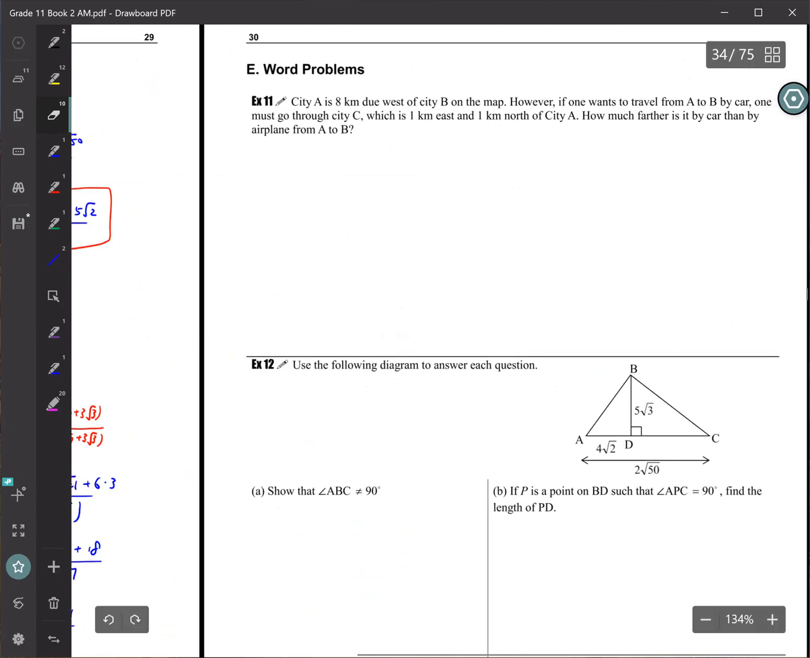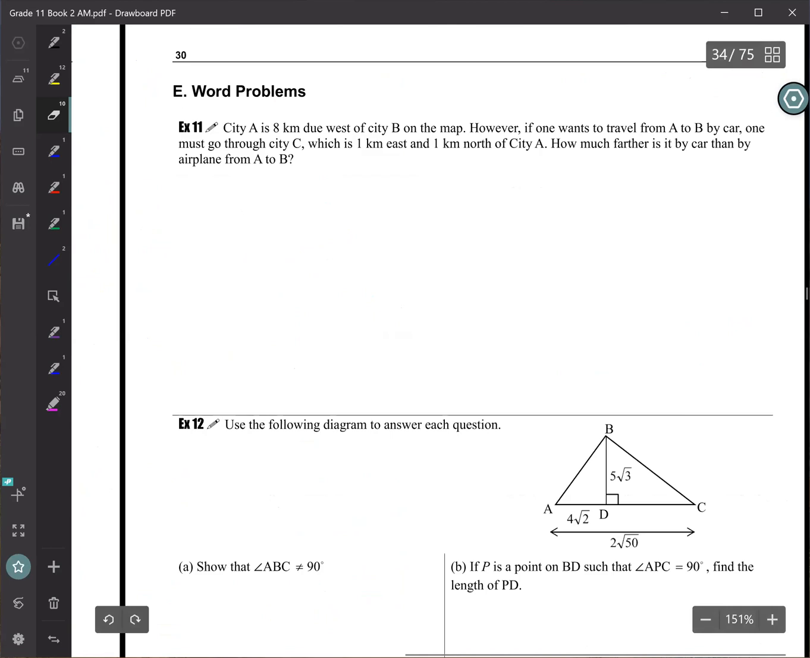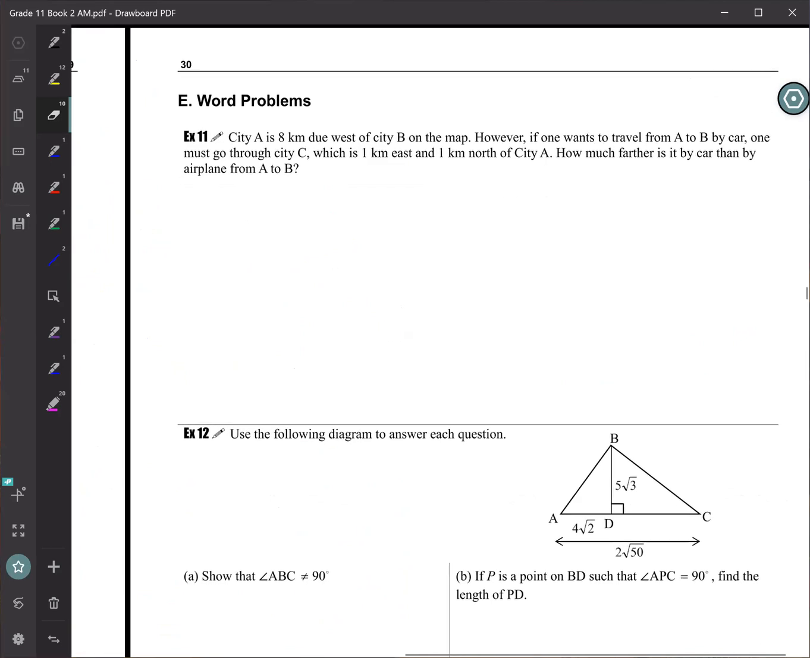So page 30. Let's start with question 11, okay? So here it mentioned there's a city A that is 8 kilometers due west, meaning on the west side of city B on the map. Okay, so in your head, you should try to locate where they are now. Okay, west. West is on the left side.